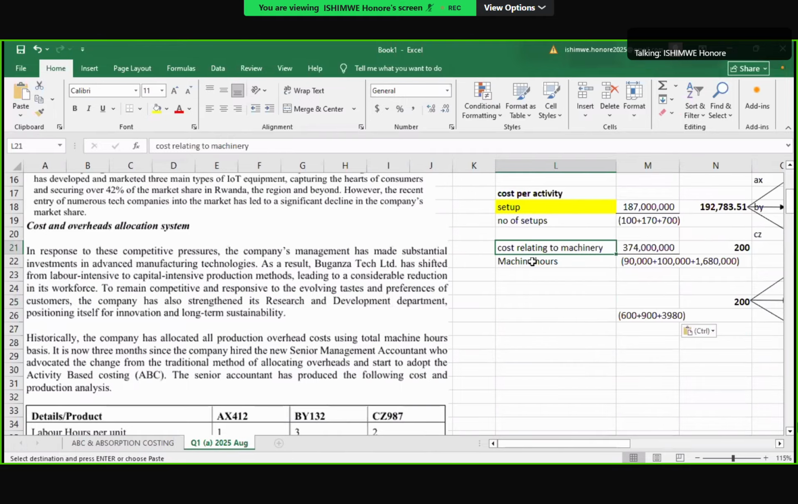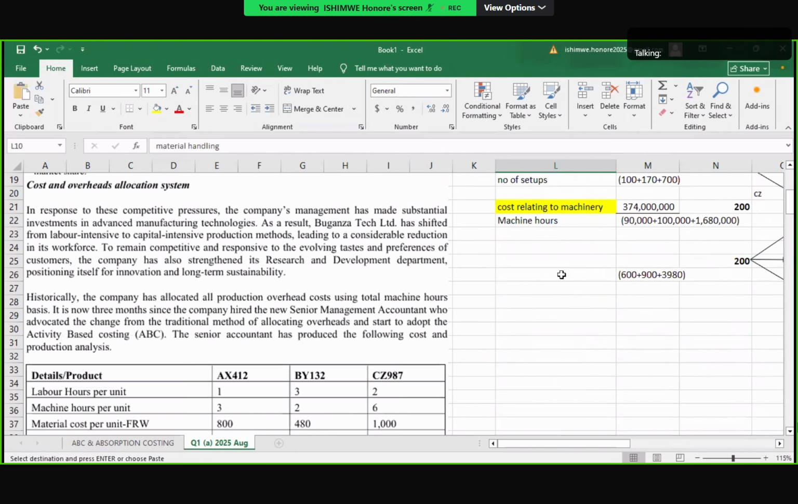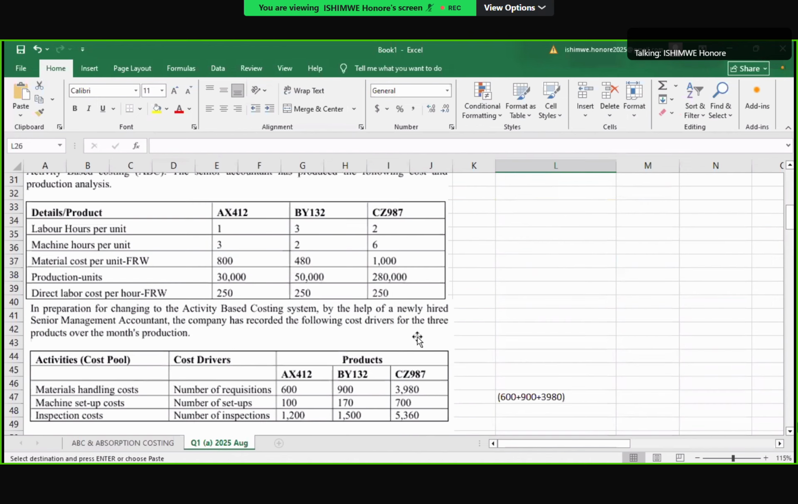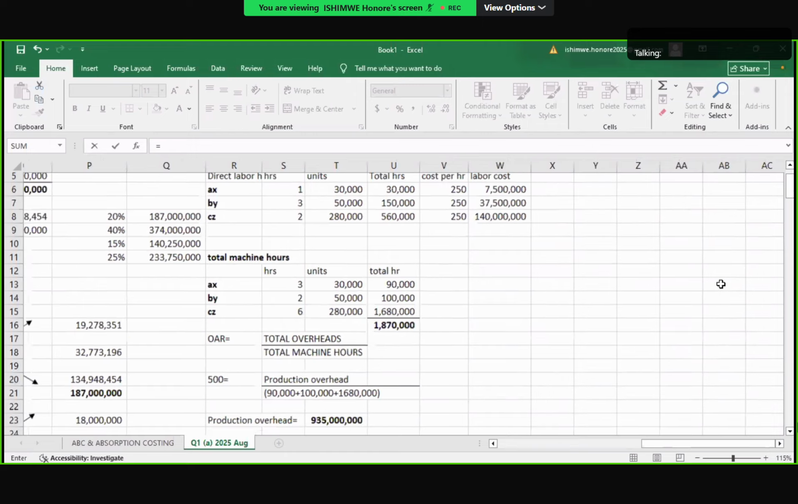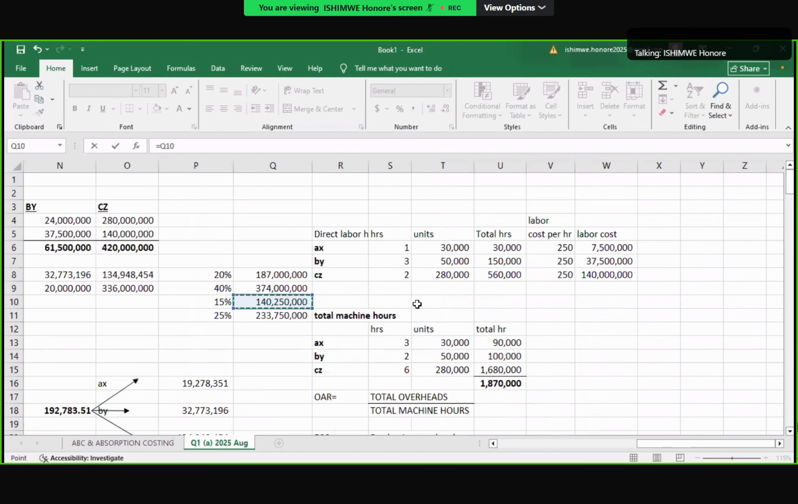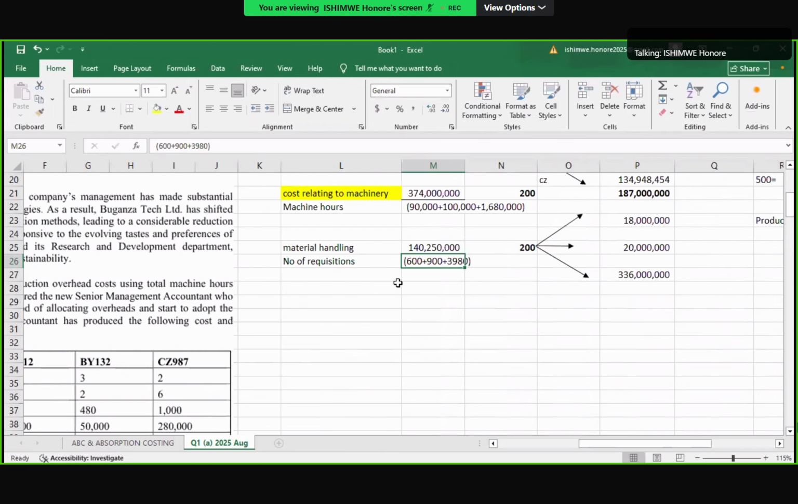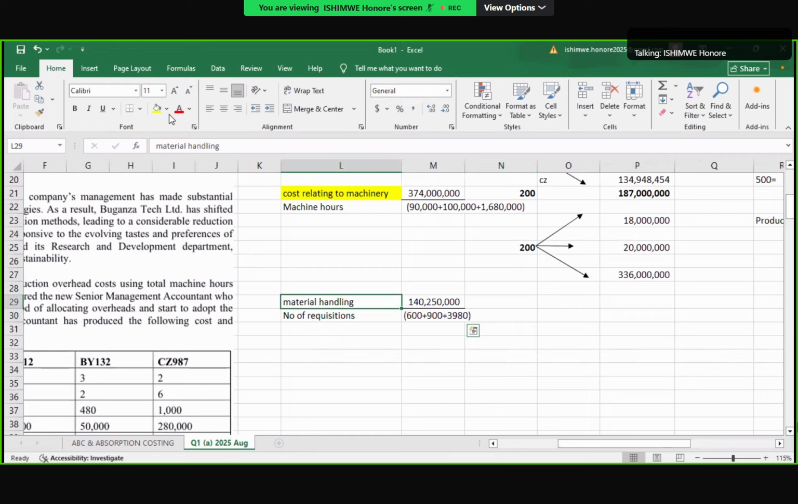This one we have finished with machine hours. For material handling, we go with the number of requisitions. So the total cost of it, if you have seen it, is this 140. Here I am calculating. If you have a question, yes, you can ask.